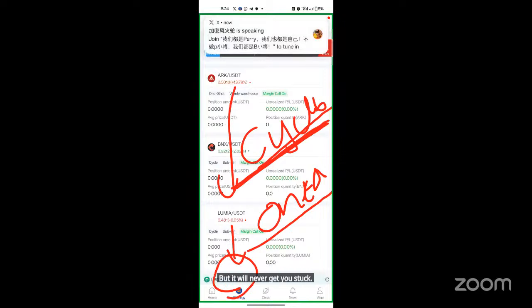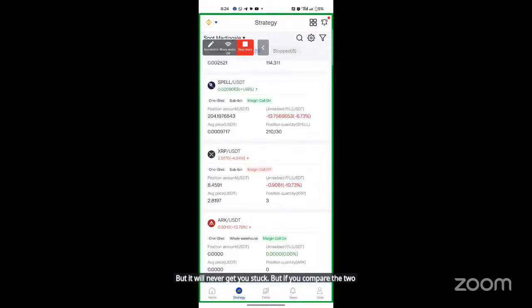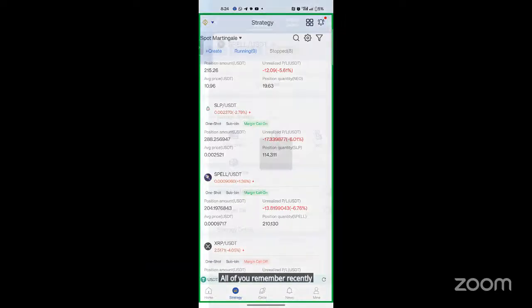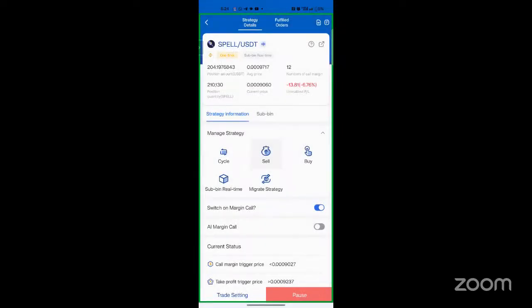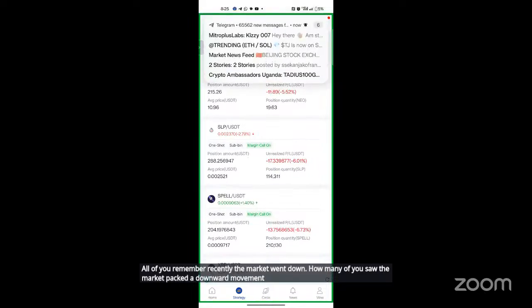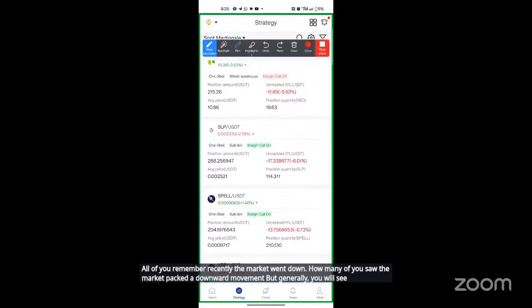But if you compare the two, because these coins here, apart from XRP, all of you remember recently the market went down. How many of you saw the market spark a downward movement? But generally, you will see that even if the market sparked a downward movement, the floating loss is not too much. Am I creating understanding?